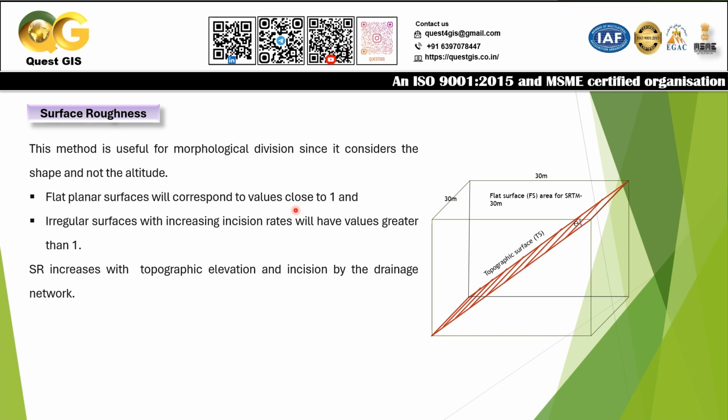analysis. This method is useful for morphological division or morphometrical analysis because it considers the shape of the surface, not the altitude. And flat planar surfaces will correspond to values close to 1. When we find this particular parameter, we will see that the flatter areas have values close to 1, and irregular surfaces with increasing incision rates will have values greater than 1. So basically SR increases with topographic elevation and incision by the drainage network.